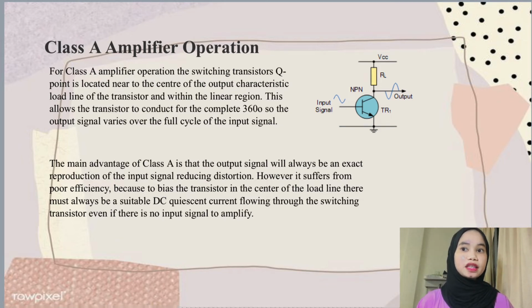The main advantage of class A is that the output signal will always be an exact reproduction of the input signal, reducing distortion. However, it suffers from poor efficiency because to bias the transistor in the center of the load line, there must always be a suitable DC quiescent current flowing through the switching transistor even if there is no input signal to amplify.